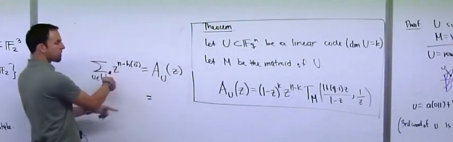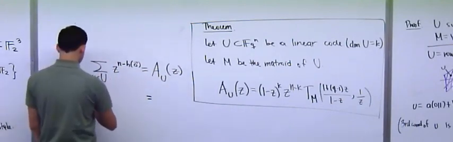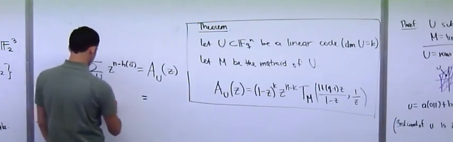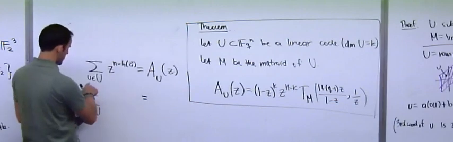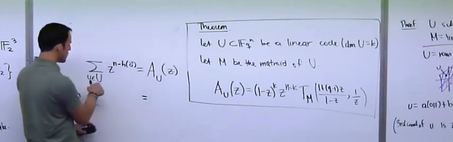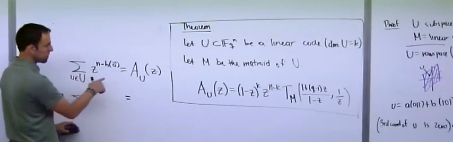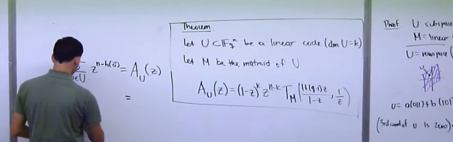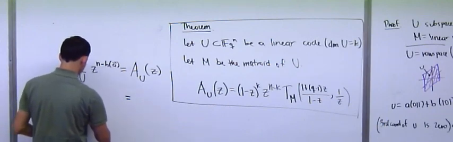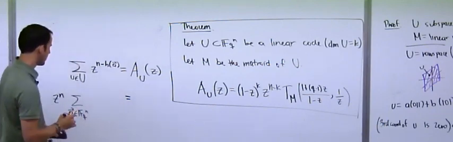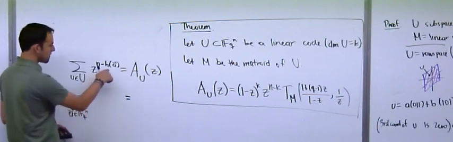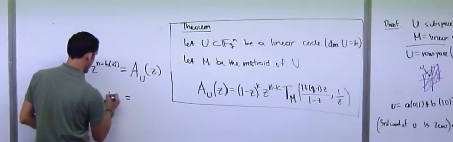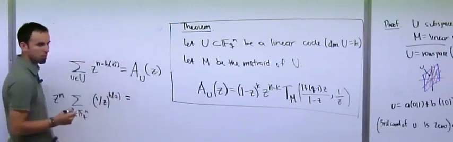If I do this, then I can factor a z to the n out. And I get, now as u varies over big U, my vector A varies over F_q to the n. And then I get z to the minus the number of hyperplanes. So 1 over z to the number of hyperplanes of A. Okay.